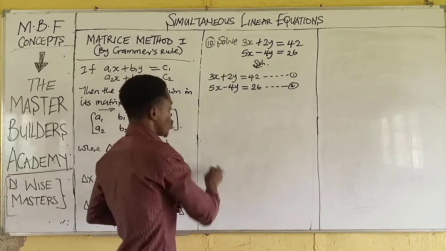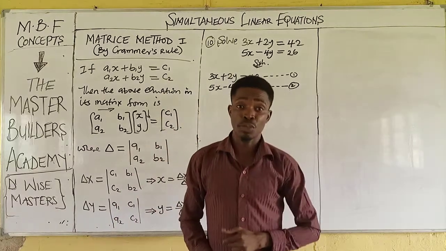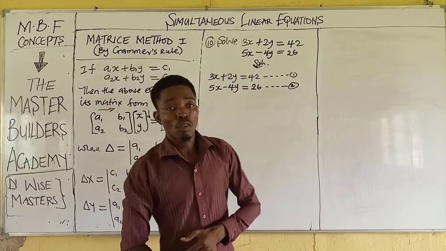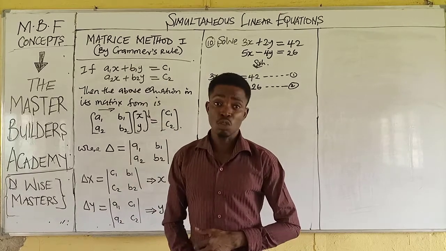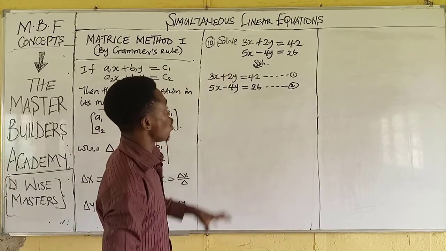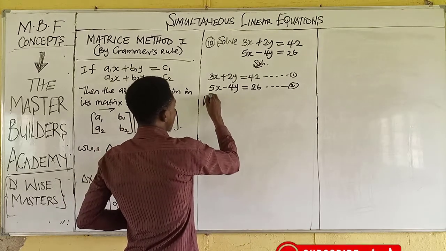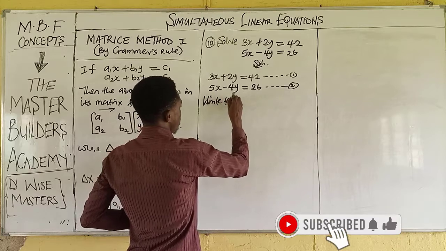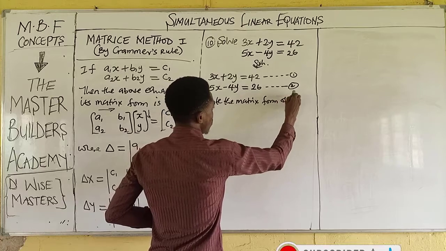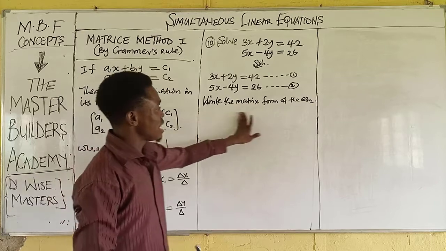So now that we have our 2 equations on the board, and we want to use the matrix method by Cramer's rule or determinant method, the first thing you must do is to convert the pair of equations to matrix form. And how do we convert it to matrix form? We pick the coefficient of the 2 unknowns. So I will write the matrix form of the equation. Are we there? So now we will need to write the matrix form of the equation.